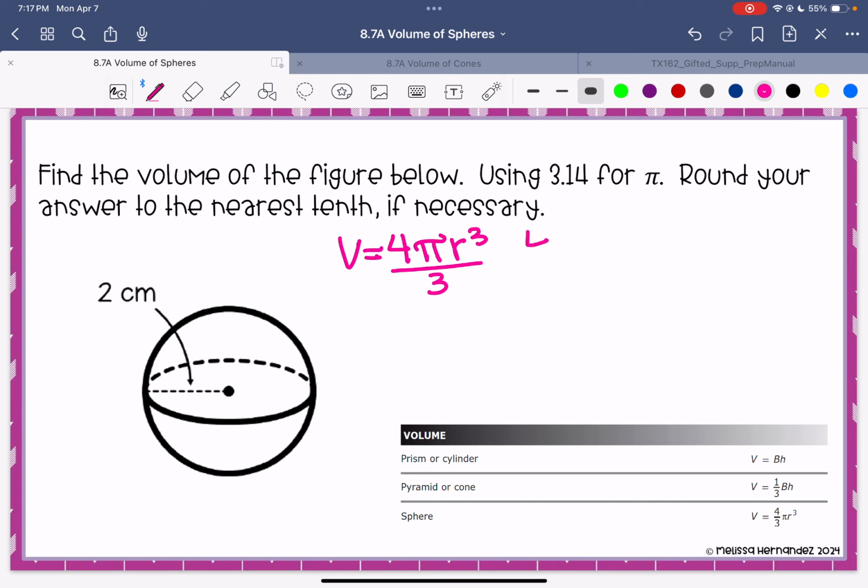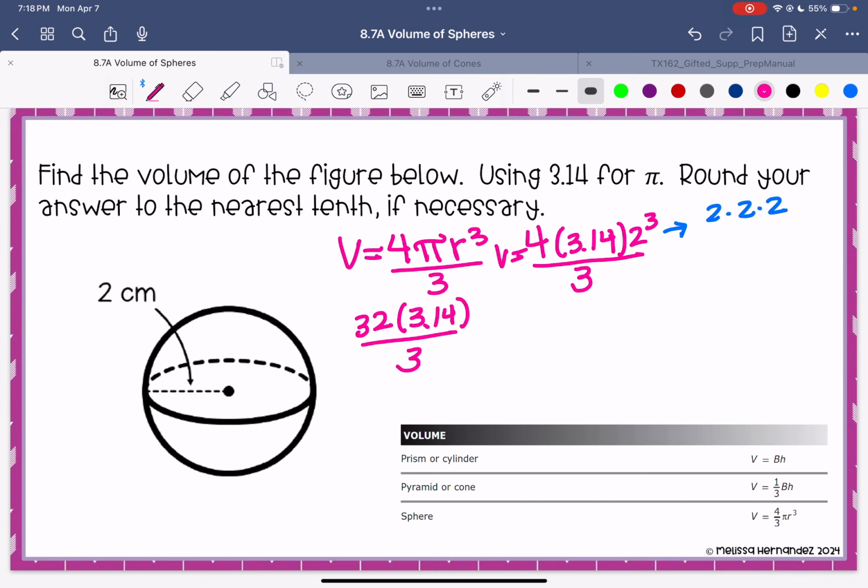I'm going to substitute my values. My radius is 2, which was nice that they gave us the radius versus the diameter and trying to trick us. We know 2 to the third power means 2 times 2 times 2, which is actually 8. And then 8 times 4 will give me 32. I have not addressed the 3.14, so I'm going to keep it with me. And then I'll divide by 3.